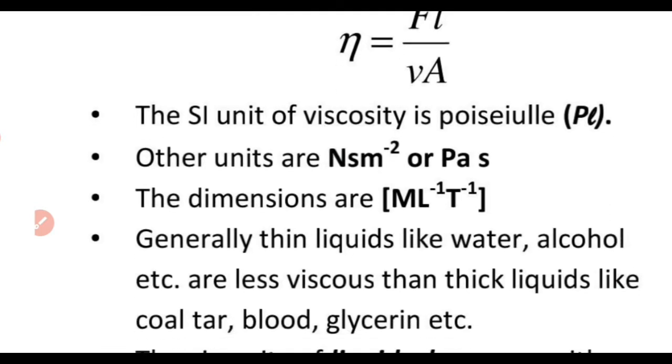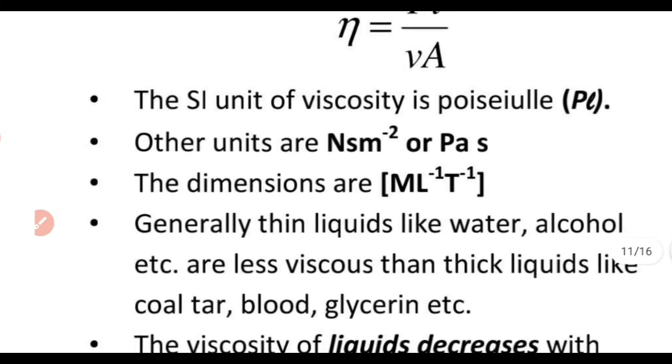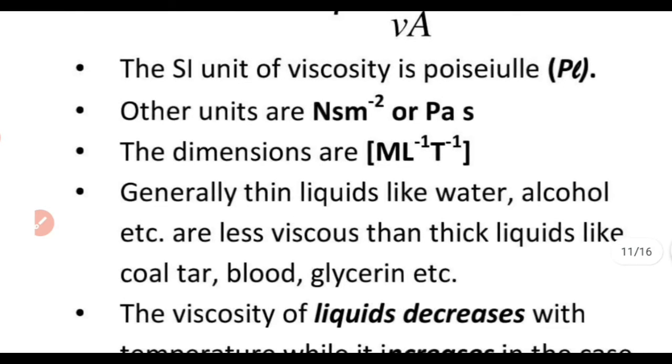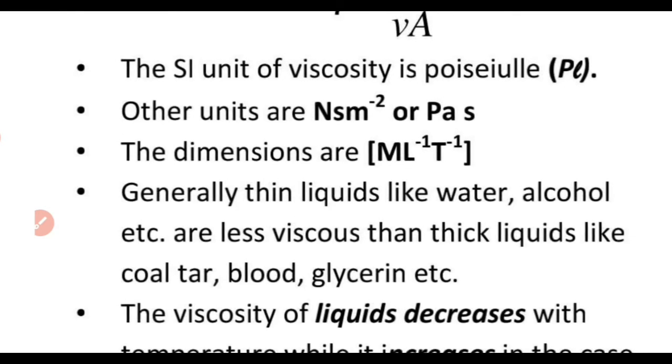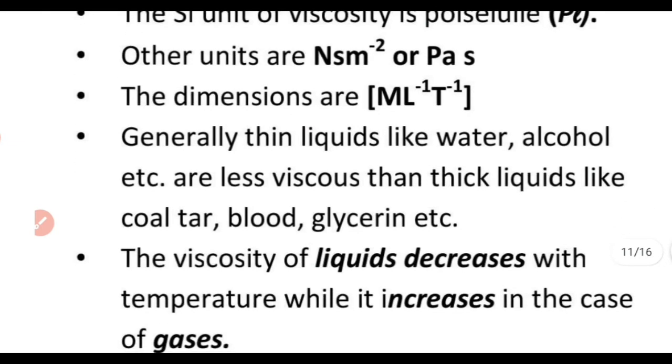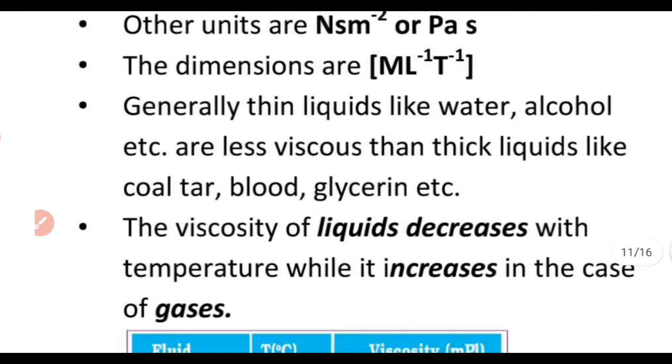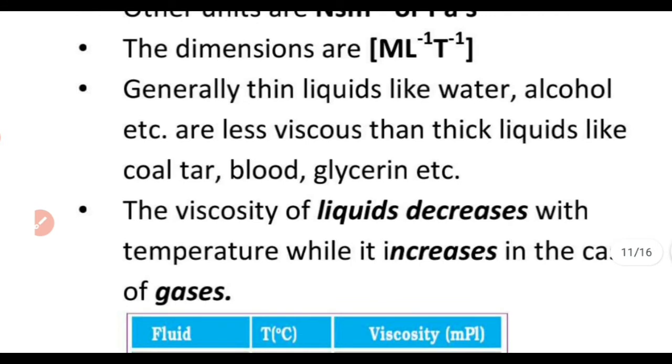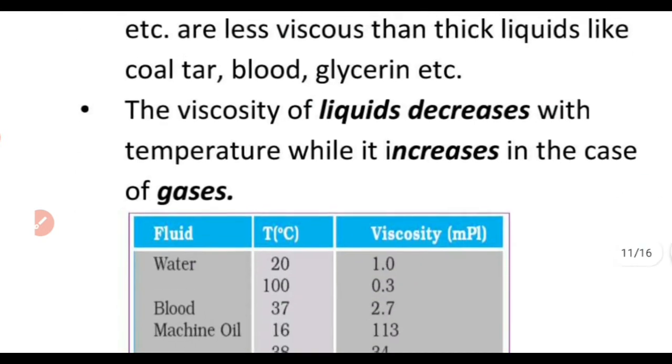And as I said, the coefficient of viscosity will be different for different liquids. Generally, thin liquids like water, alcohol, etc. are less viscous than thick liquids like coal tar, blood, glycerin, etc. And the viscosity of liquids decreases with temperature, while it increases in the case of gases. So in the case of liquids, when the temperature increases, viscosity decreases.